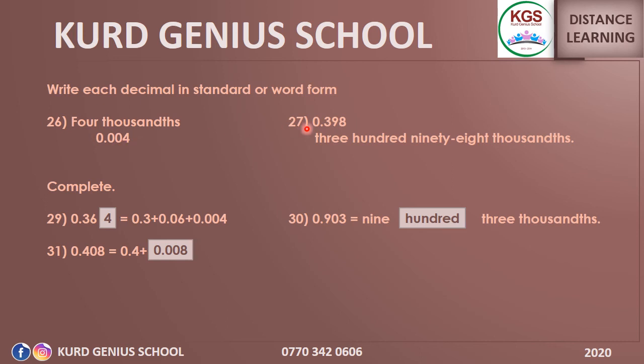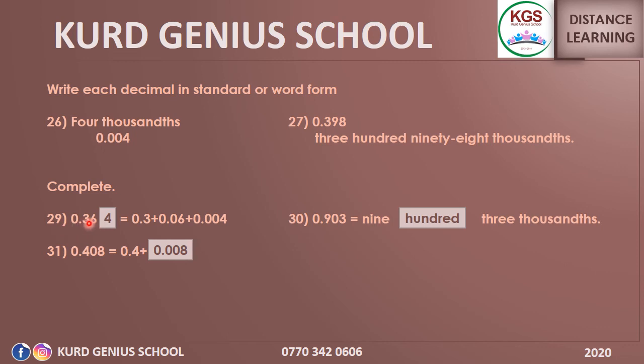Number 27. It's written 398 thousandths. So since it's written in standard form, we have to write the word form. 398 thousandths. Complete.